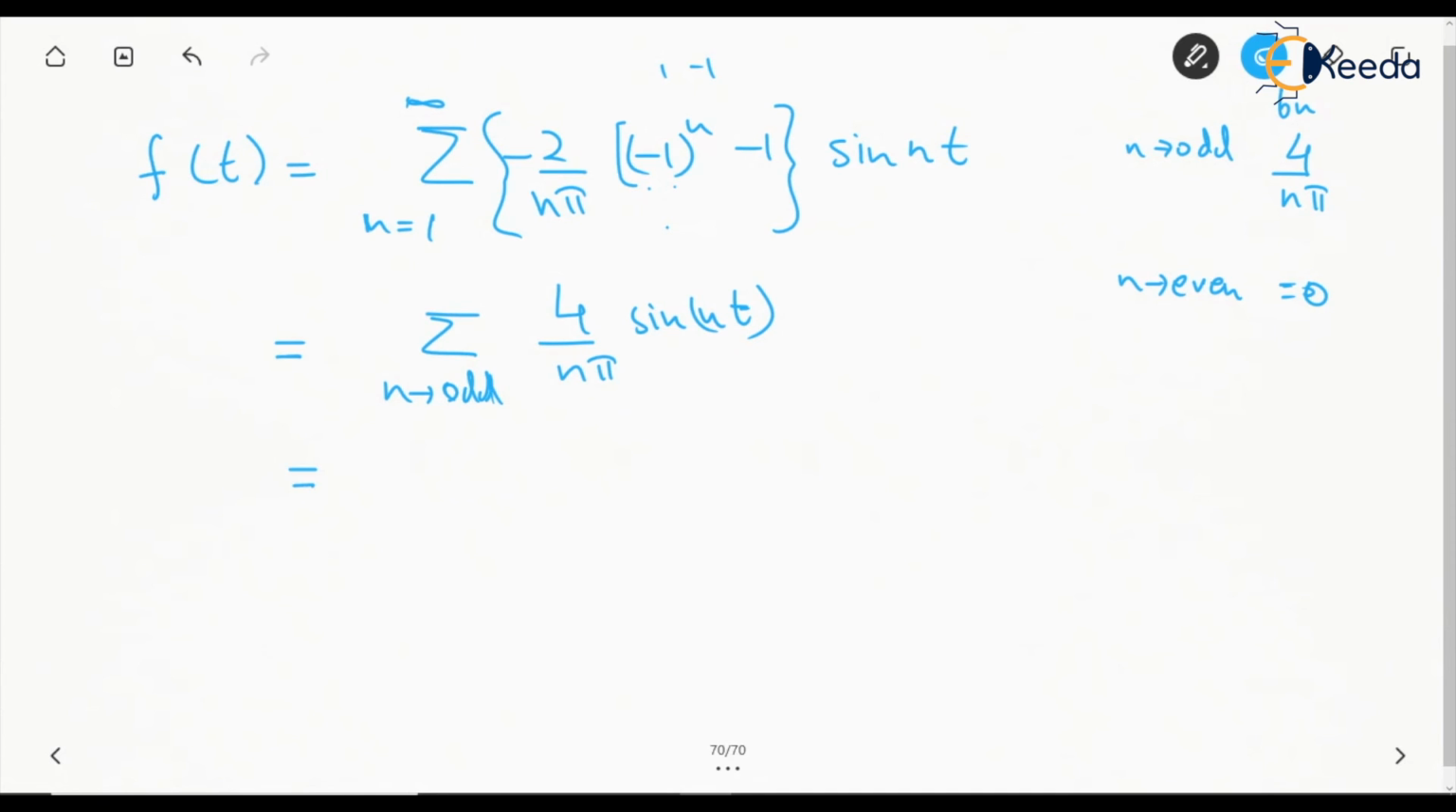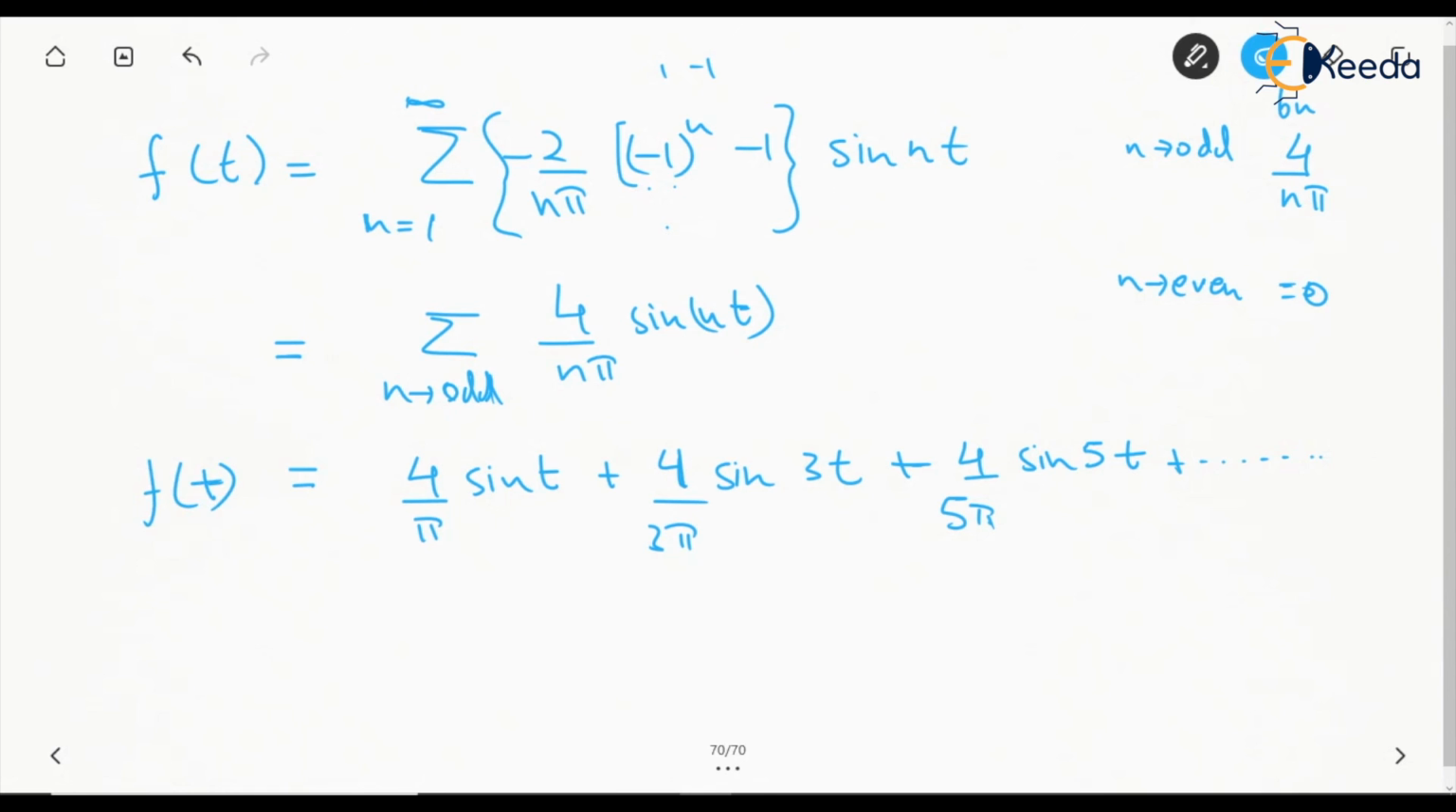So this means for n equal to 1, this will be 4 by pi sine t, plus 4 by 3 pi sine 3t plus 4 by 5 pi sine 5t and so on. So this is the Fourier expansion of the given f of t.